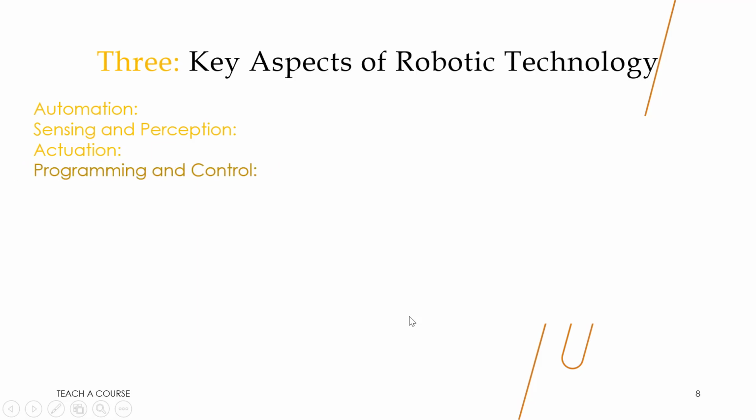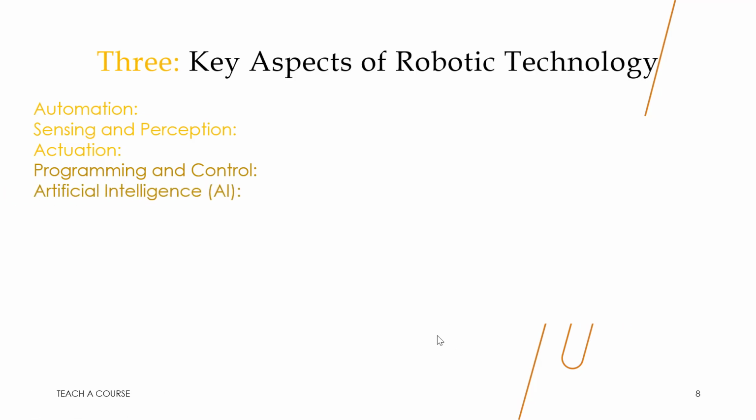and also programming and control. Robots are programmed with specific instructions using programming languages and control algorithms. These programs dictate the robot's behavior and how it responds to different situations.